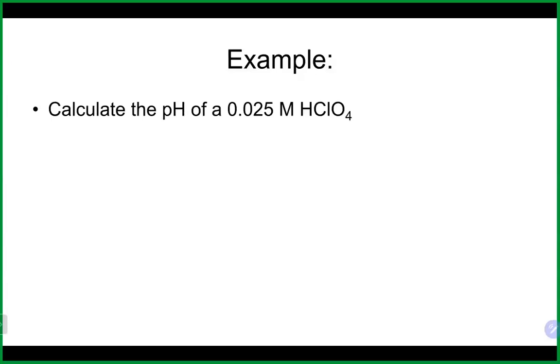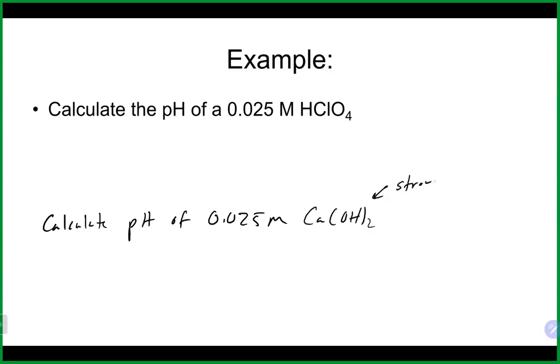All right, so why don't you try this one, and try to calculate the pH of 0.025 molar. We'll go with calcium hydroxide as a strong base. This is a strong base. And we'll do this one, which is a strong acid.